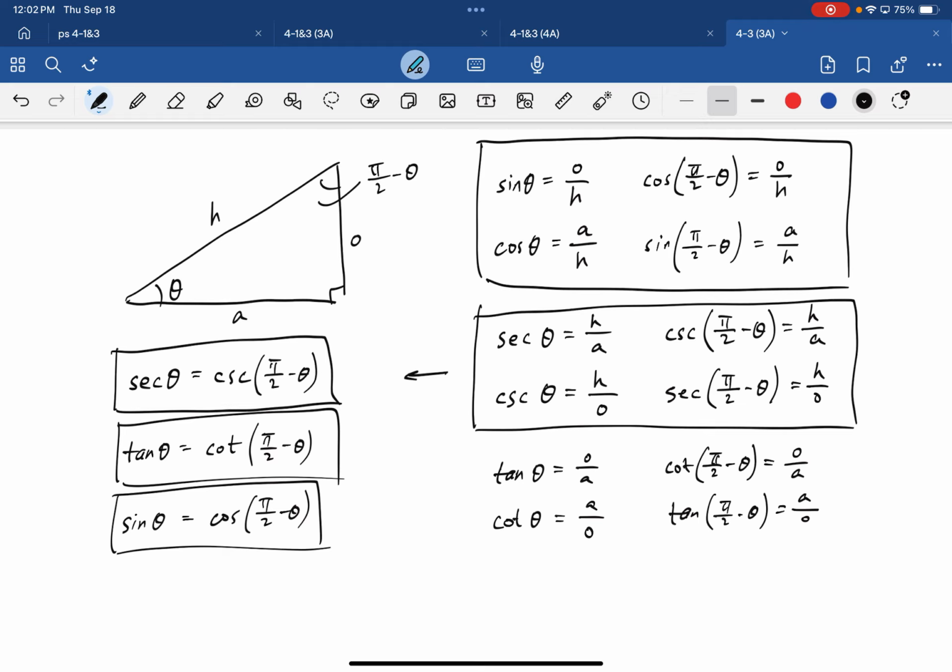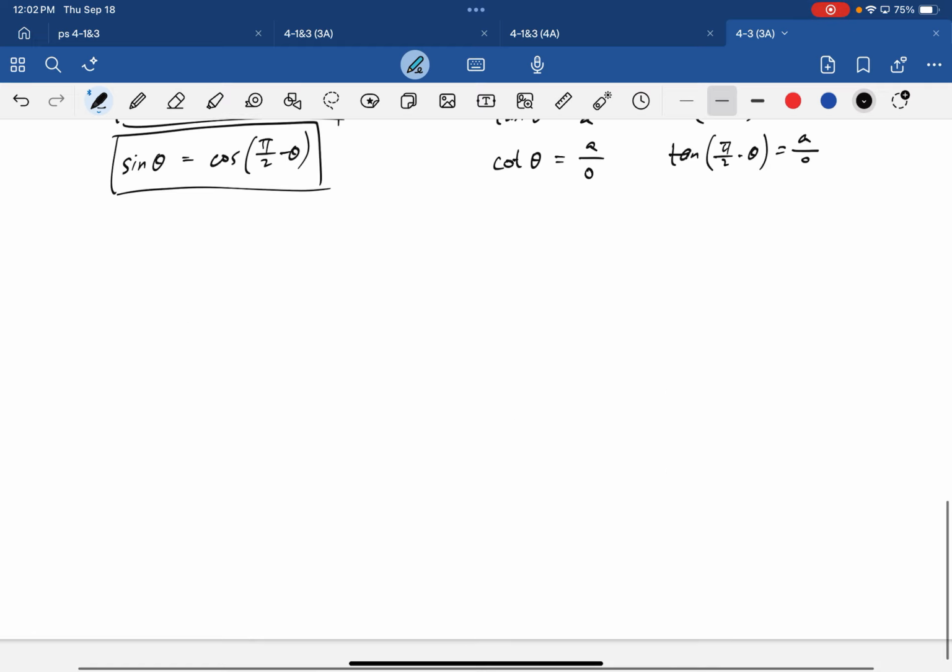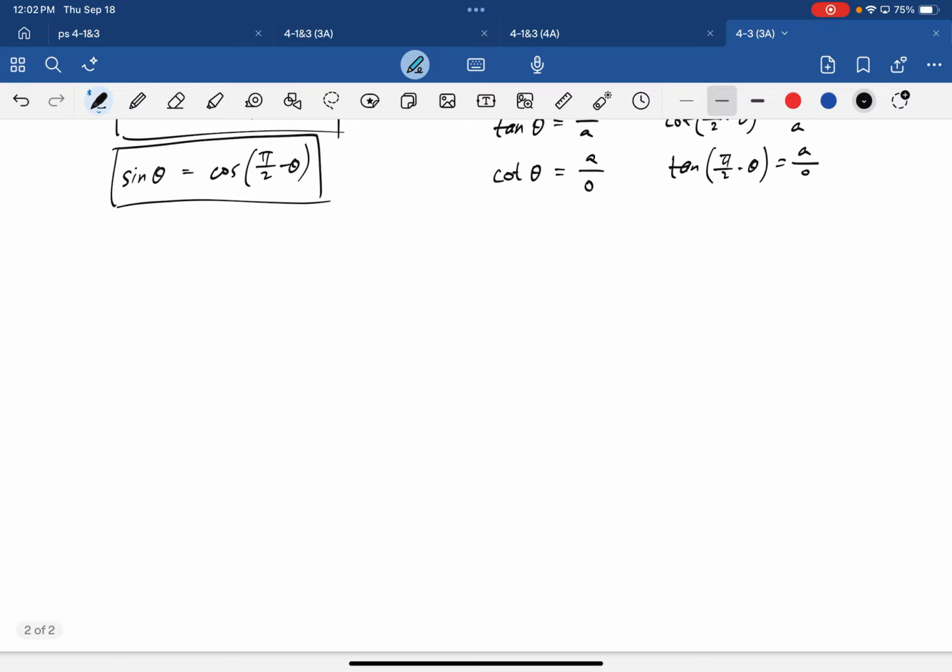Questions? Okay, next is a very important relation that you guys need to memorize. Tangent theta is equal to sine theta over cosine theta. Maybe you guys already know this.